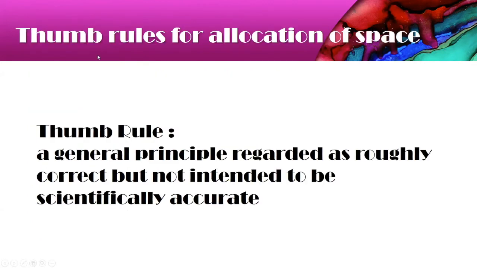Next, we come to the thumb rules for allocation of space in a hotel. First, we'll discuss what is a thumb rule. It is a general principle or a general rule regarded as roughly correct, but it cannot be proven scientifically. I'll give you an example.